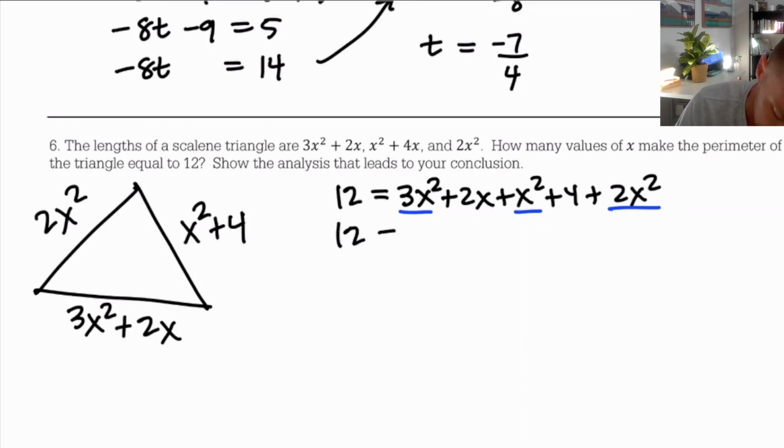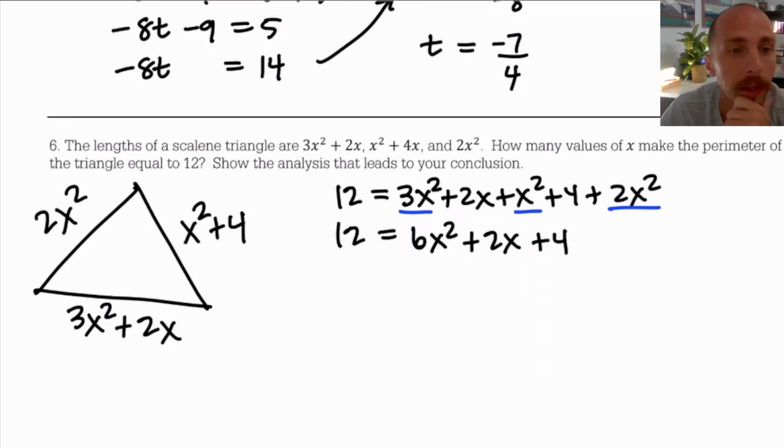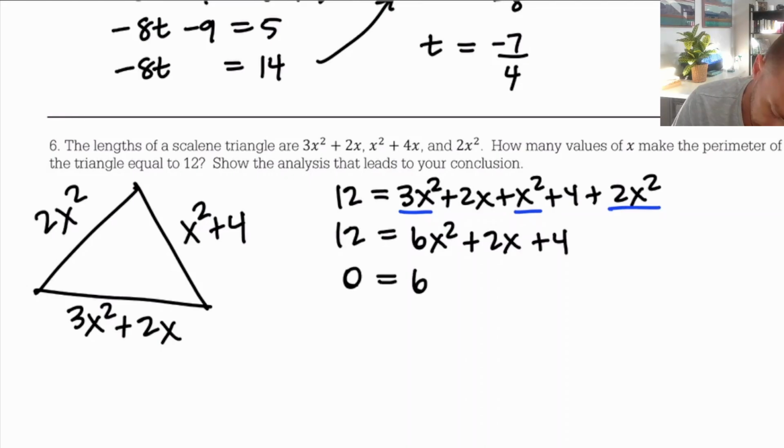Eventually, I guess I'll need to set this equal to 0, but I think first I need to combine some like terms. In terms of x's, I've only got this 2x and then a 4. I'm hoping to solve this, but I've got more than one power of x moving at the same time, so I'm going to need to set it equal to 0. And so I'm going to say 0 equals 6x squared plus 2x plus 4 minus 12, which would be negative 8.